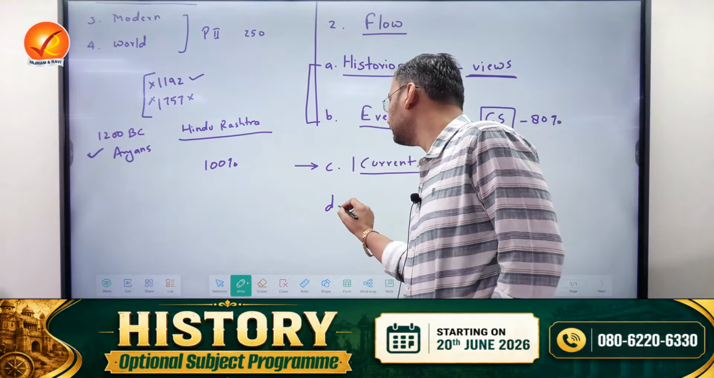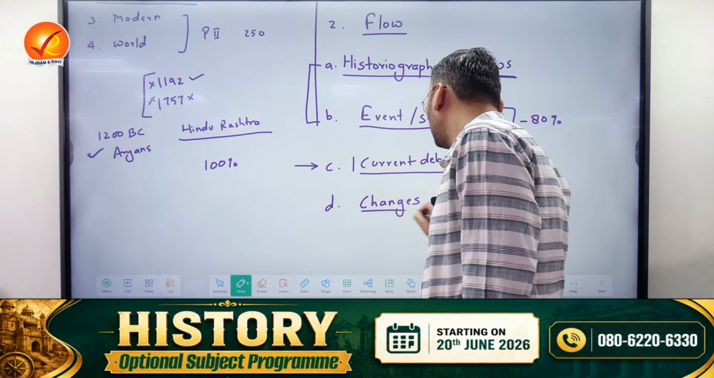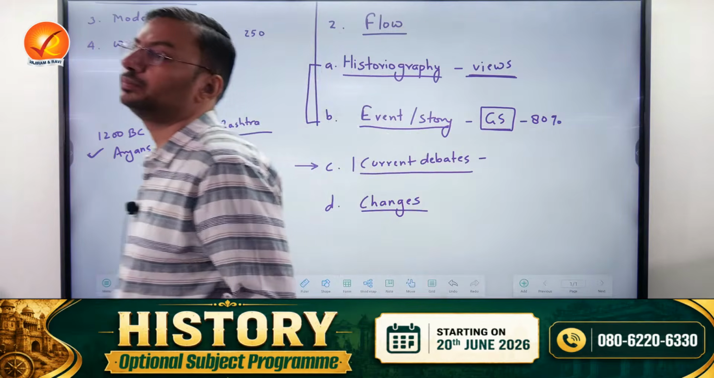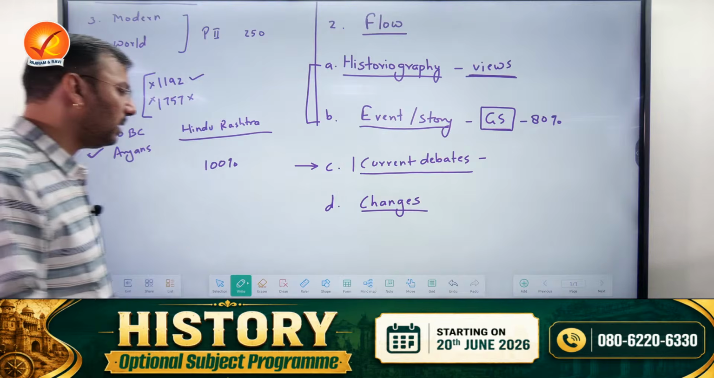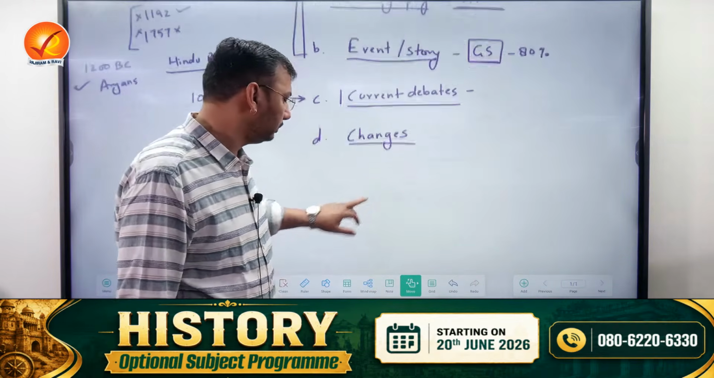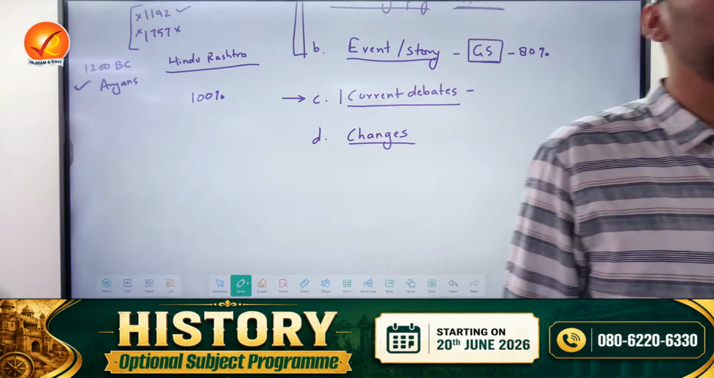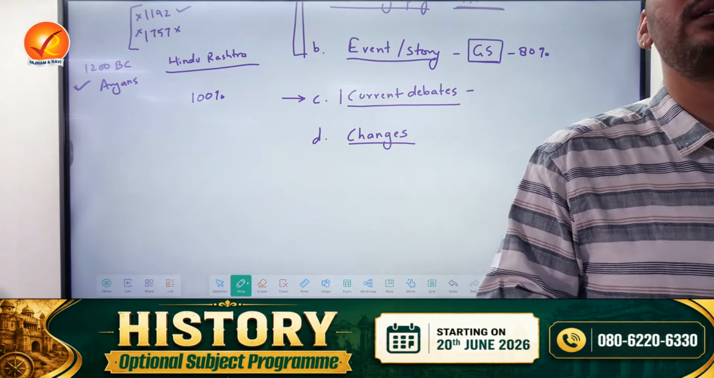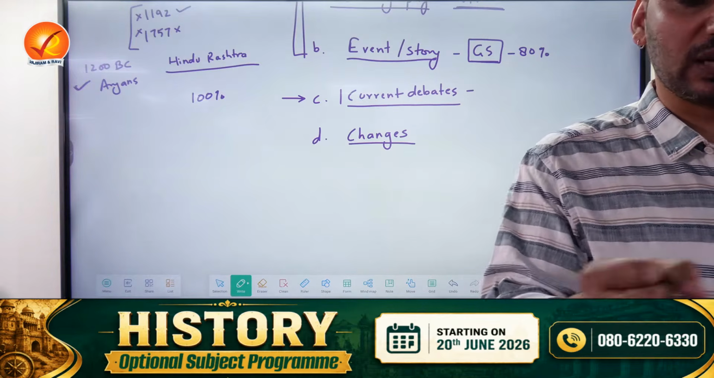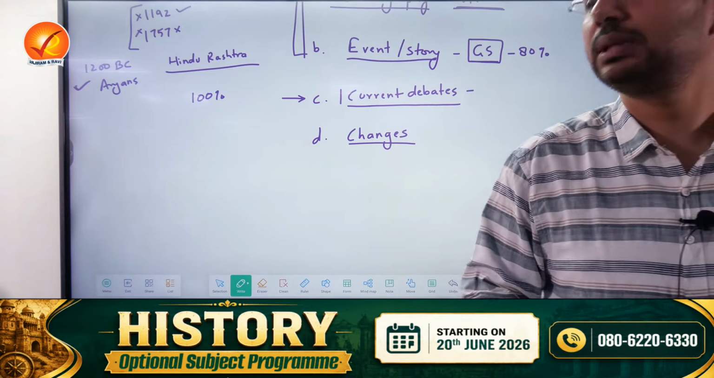Then, changes. What are the changes which are done? Changes means changing interpretation. For example, when nationalists were ruling, nationalist means the Congress government, independence was more important than partition. But when the right-wing parties are coming, partition is becoming more important than independence.